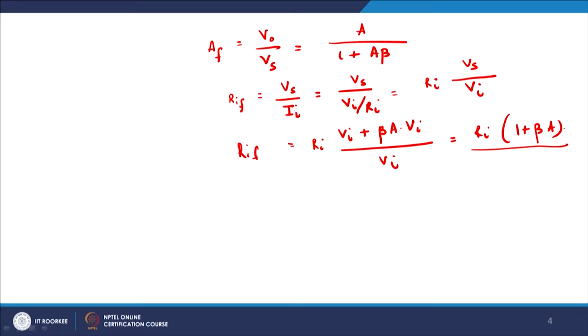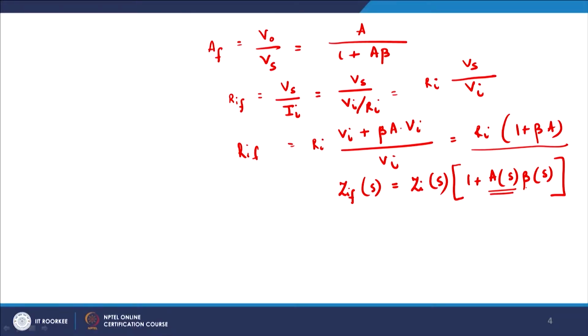In general, if you want to generalize it, I can write down Zif, the impedance with respect to frequency, as Zi(s) into 1 plus A(s) into beta(s). What we were assuming till now was that the feedback network is not loading your amplifier, neither is your load RL loading your amplifier. They are working on a standalone basis.